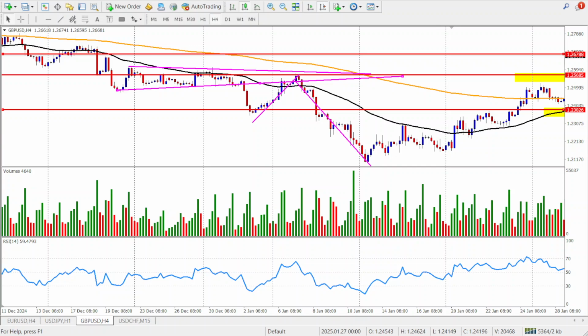Okay, then how do you set your take profit levels? You can target the next major support for a sell breakout, right? Or target the next major resistance for a bullish breakout, and then use a good risk to reward ratio, 1:2 or 1:3, all right, to maximize your potential gains.